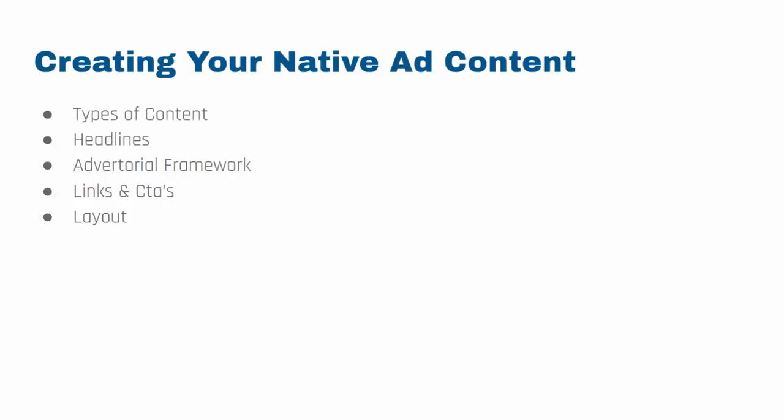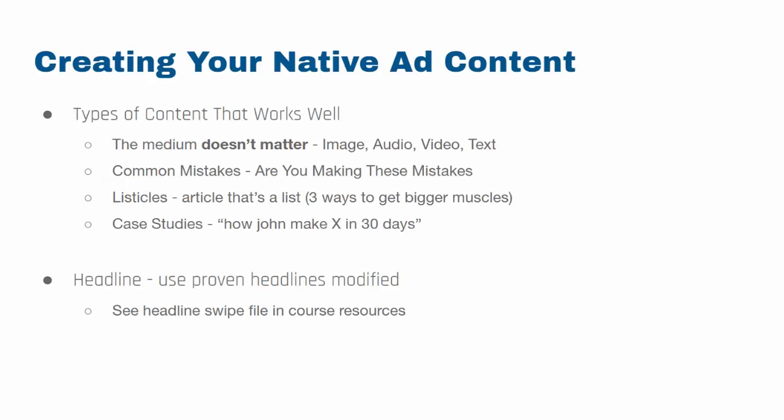In this lesson, we're going to be talking about the types of content that work, what types of headlines work best, my advertorial writing framework, how to add and where to add your links and CTAs, how to make sure you're actually getting that click-through rate, which is so vital to your native ad success. And then we're also going to talk about the layout. So first, let's talk about the types of content that work well.